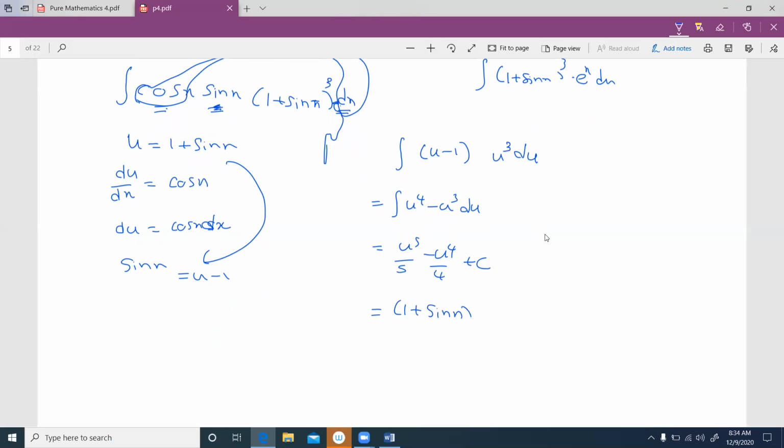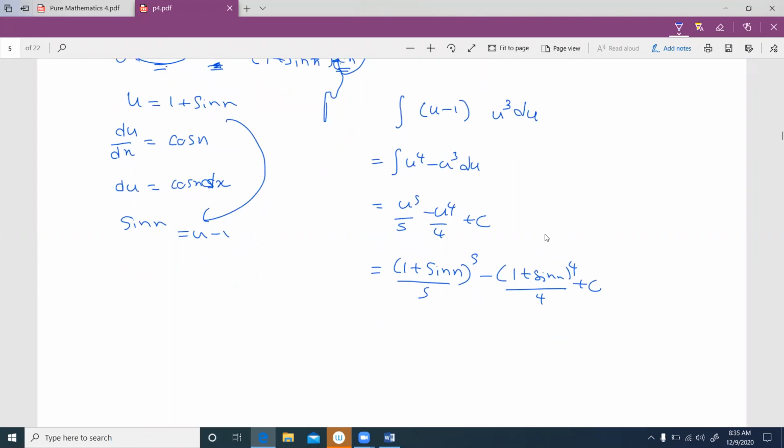1 plus sine x to the power 5 over 5, minus 1 plus sine x to the power 4 over 4, plus c is the answer for this. That's a way of doing this kind of a question, right?